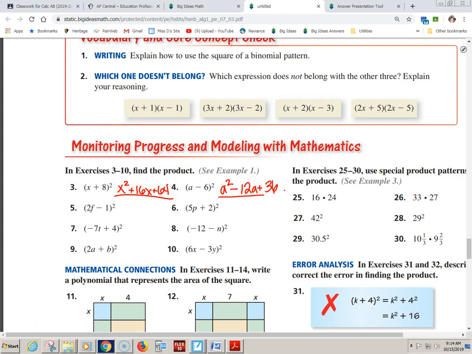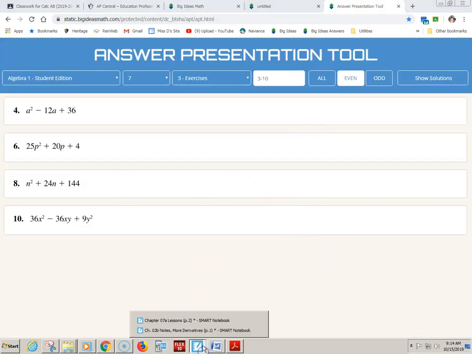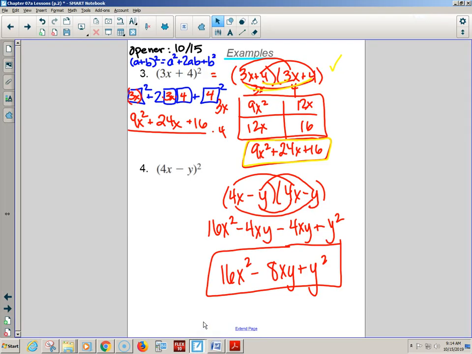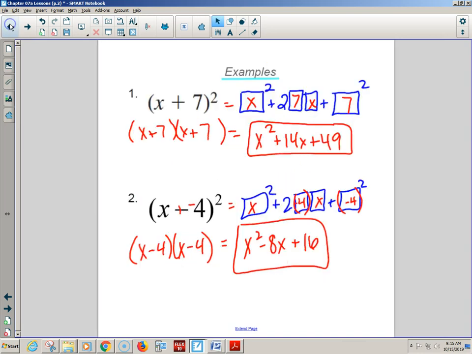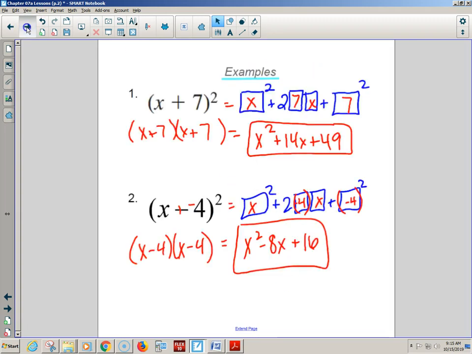You guys last night could have been using your distribution arrows. You guys last night could have been using your tables. Just like in our opener, you don't have to do the shortcut. You can do the table. You can do the distribution arrow. But remember from yesterday, always start by rewriting. There is the shortcut, but rewriting will keep you away from the danger spot.